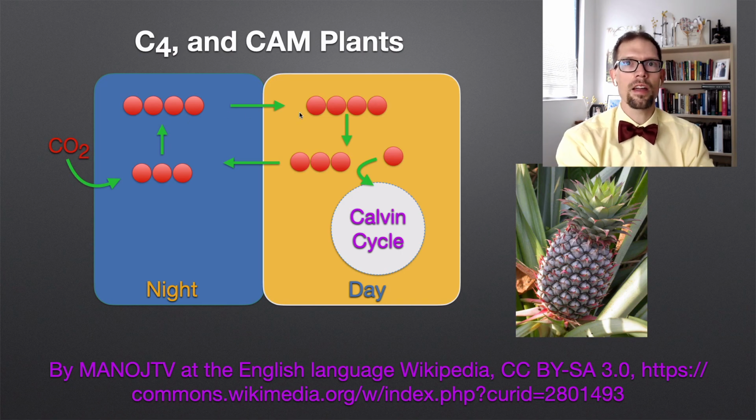Then during the day, when it's hot out, they close their stomata pores so that the water can't evaporate. They're going to release this carbon to be used by the Calvin cycle during the day. The Calvin cycle can run because we now have the ATP and the NADPH produced from the light-dependent reactions to keep it going. So they capture carbon at night and fix it during the day, and that helps minimize photorespiration. All right, I hope this was informative, and I will see you guys in class.